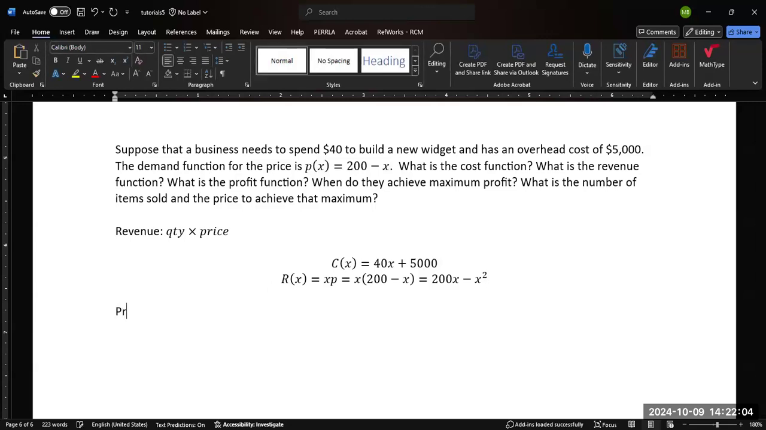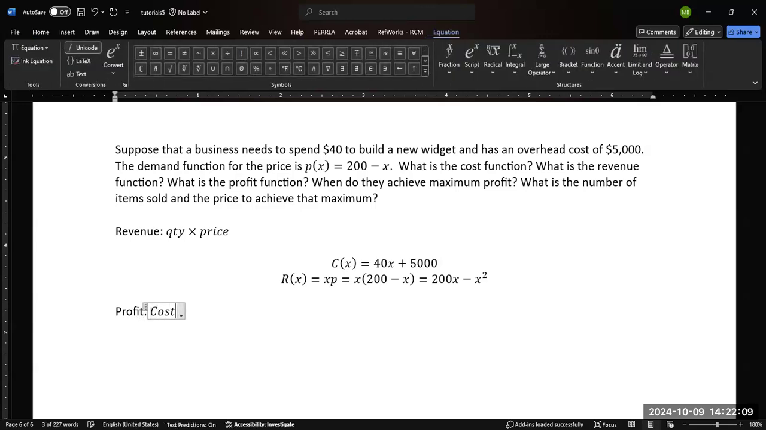So the profit is just the difference between the cost and the revenue, with the revenue going first.